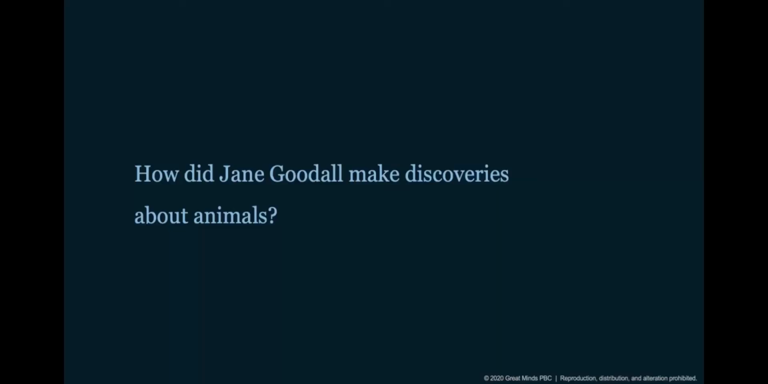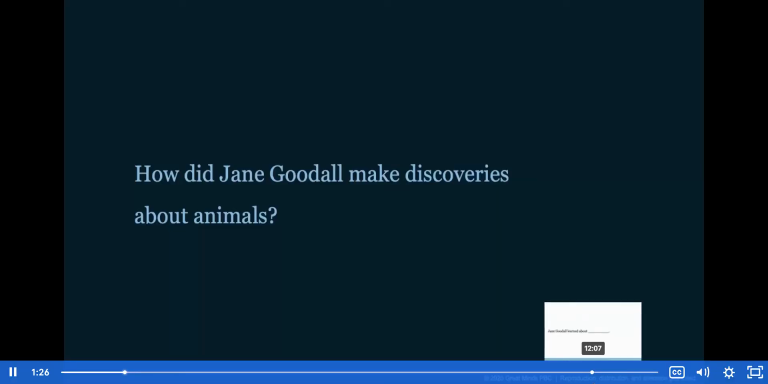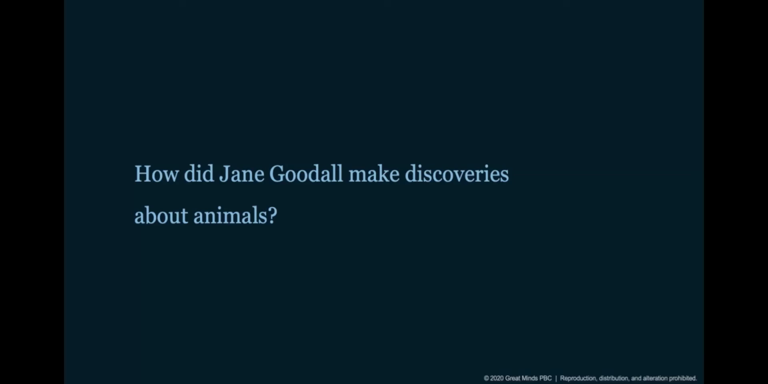In previous work, you had an opportunity to use the buttons and boxes routine to identify key details and main topics, and you had a chance to write a topic statement. Today, you will begin analyzing the illustrations and photographs and start to work on your informative paragraphs. When we started this book, Me, Jane, we were focusing on this question: how did Jane Goodall make discoveries about animals? And today you'll start to write about how Jane made discoveries about animals.